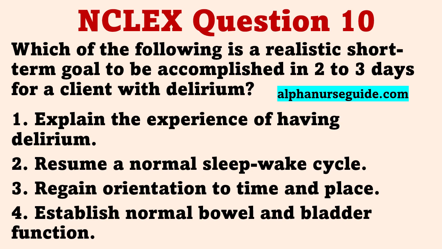The correct answer is 3. In approximately 2 to 3 days, the client should be able to regain orientation and thus become oriented to time and place. Being able to explain the experience of having delirium is something that the client is expected to achieve later in the course of the illness, but ultimately before discharge. Resuming a normal sleep-wake cycle and establishing normal bowel and bladder function probably will take longer, depending on how long it takes to resolve the underlying condition.